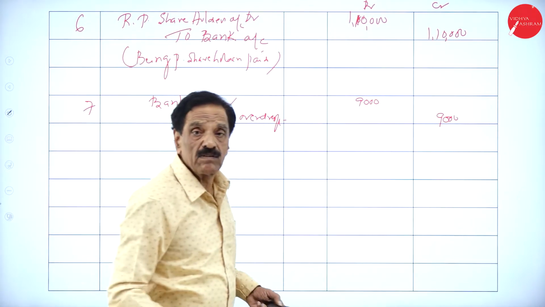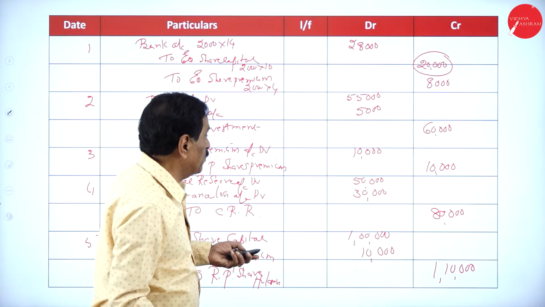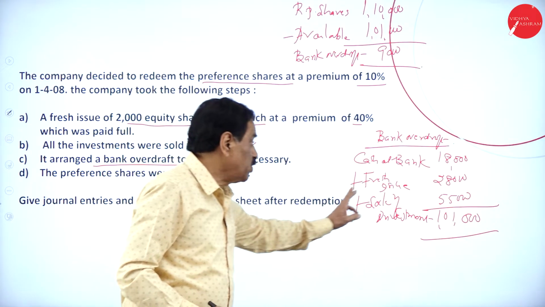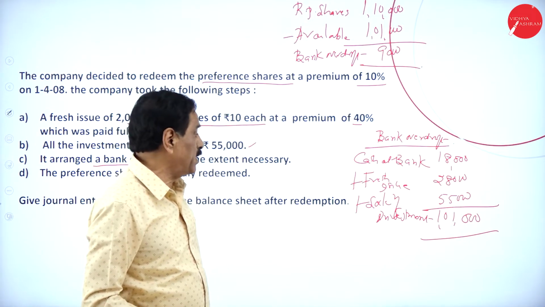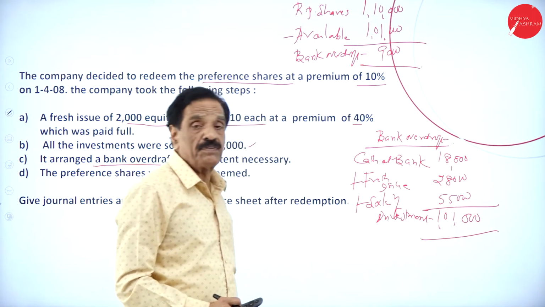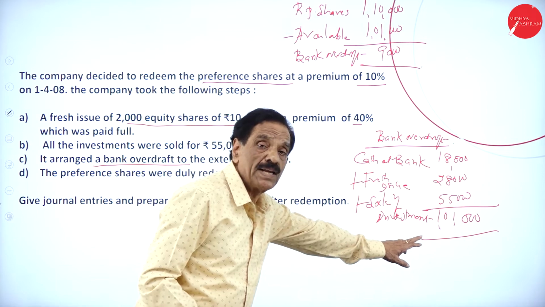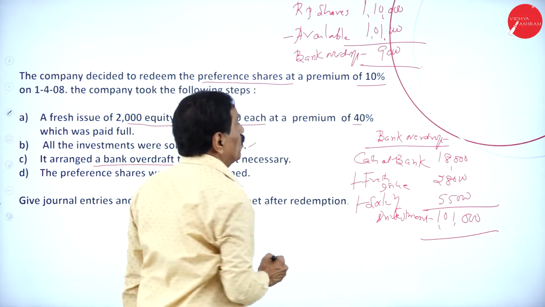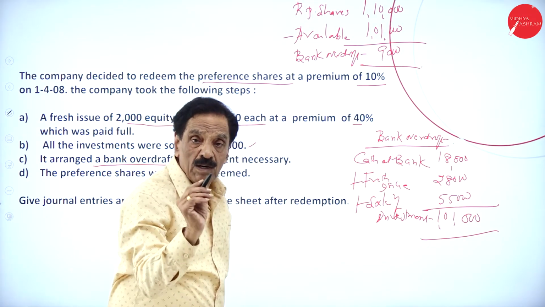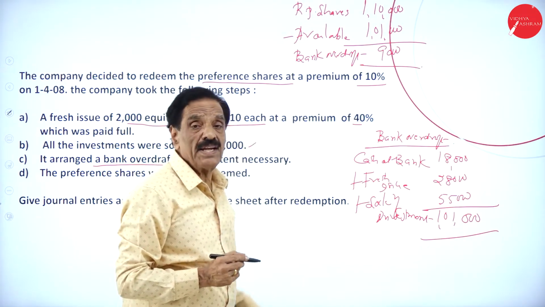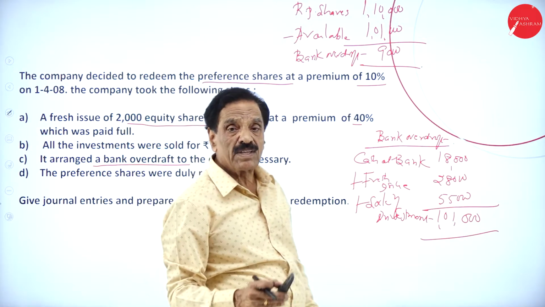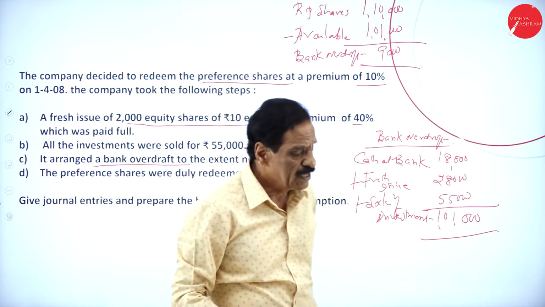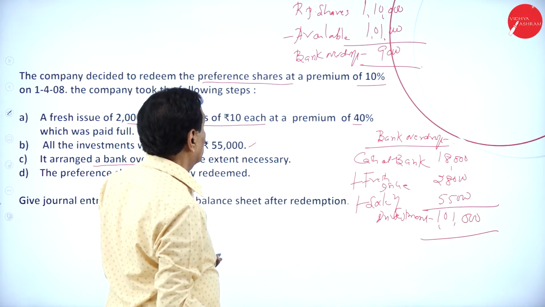If you want, I can explain once again. Now see, students: you got 18,000 in the cash at bank, 28,000 by the fresh issue, and 55,000 by sale of investment. So 1,01,000 is available. You have to pay 1,10,000. How much shortage? 9,000. For that, we have to create the bank overdraft to the extent of 9,000. Now you have to prepare the balance sheet accordingly.